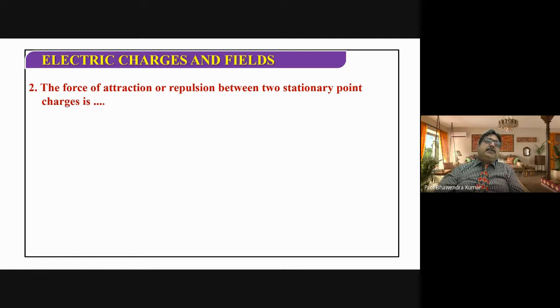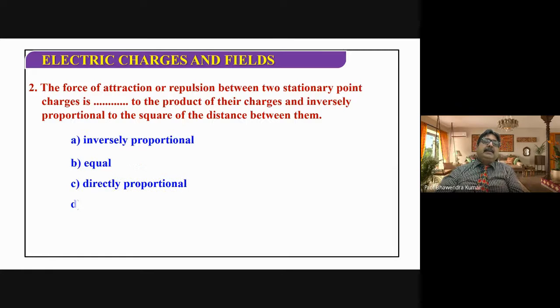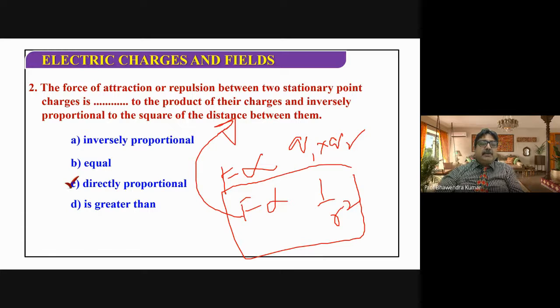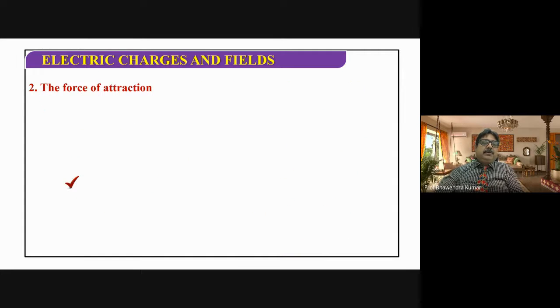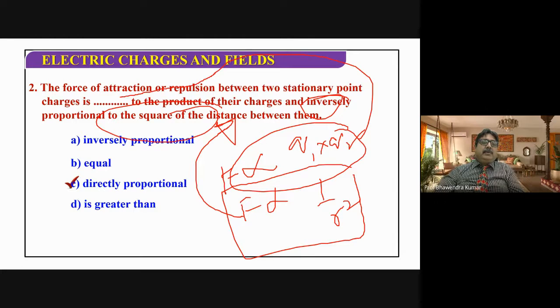Another question: the force of attraction or repulsion between two stationary point charges is related how to the product of charges? It is directly proportional, because the law says F is proportional to Q1 into Q2, and F is proportional to 1 by R square. This means the force is inversely proportional to the square of the distance between the two charges, and directly proportional to the product of the charges.